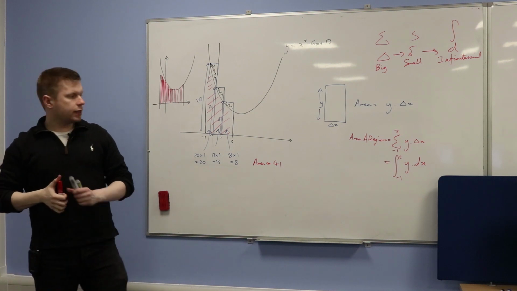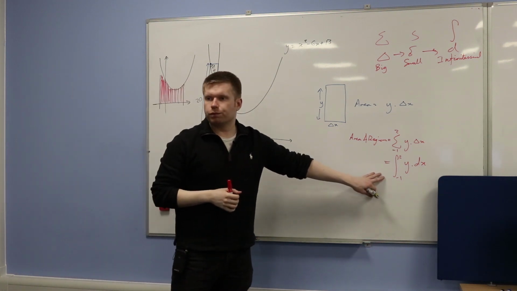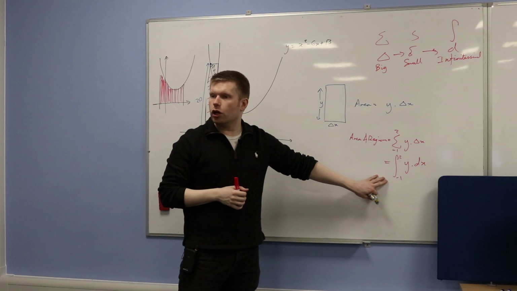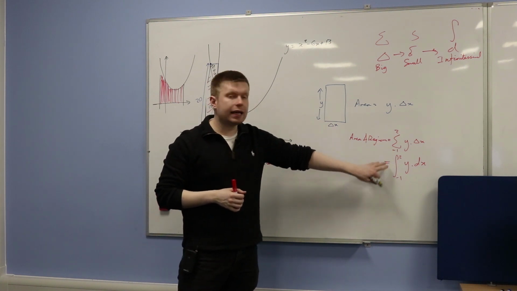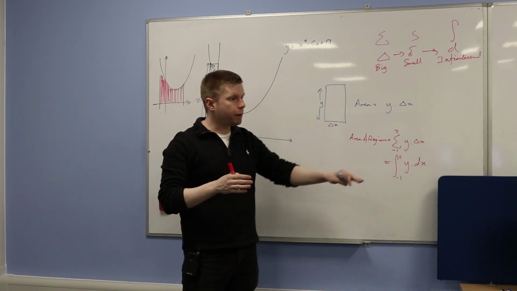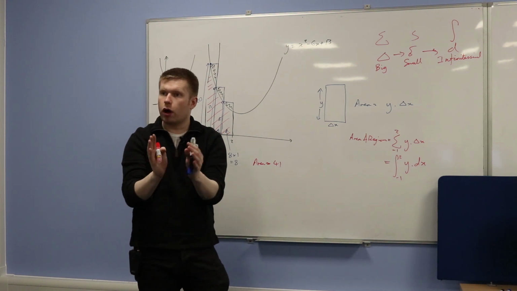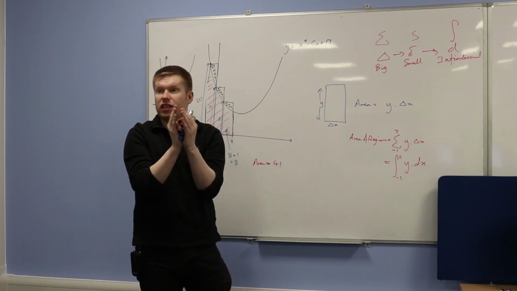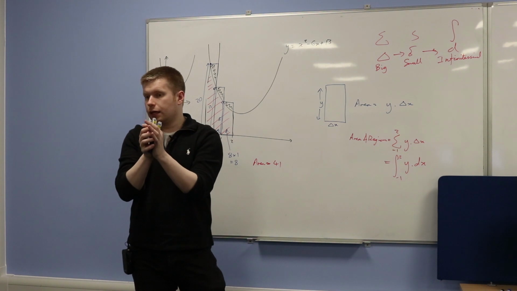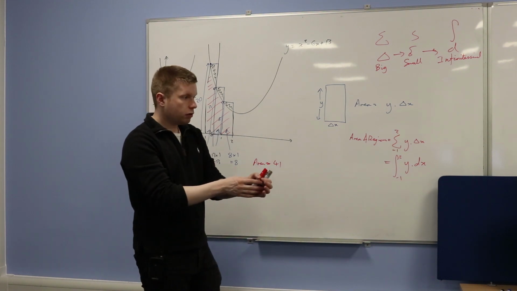Has anybody seen this notation before? If you've looked at integration, you've seen this before. It's literally exactly the same idea as that. It's just you're talking about it in the limiting case. In other words, in the case where the width of the rectangle is so small, it's basically 0. Is that okay? Good, fantastic.